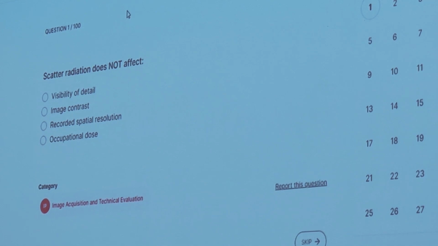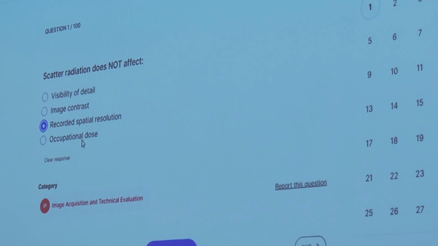Spatial resolution, very good. Scatter does not affect spatial resolution. That's why when you change your grid, it does not affect spatial resolution. Okay. Contrast, does scatter affect contrast? Yes. If scatter goes up, what happens to contrast? It goes down. Contrast goes down, very good.